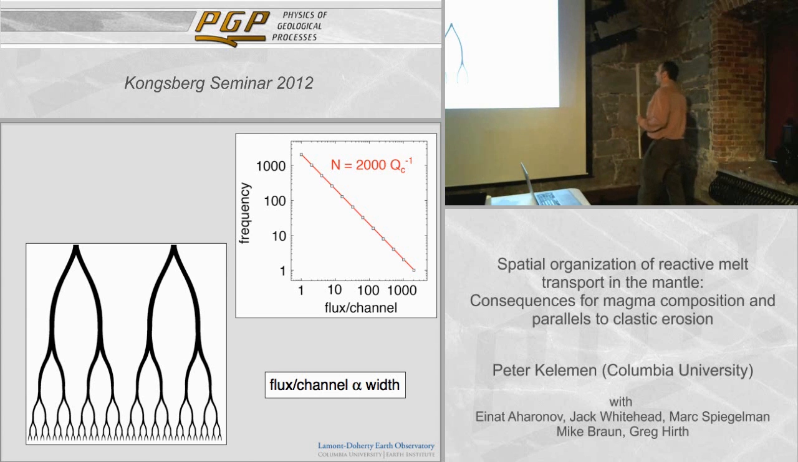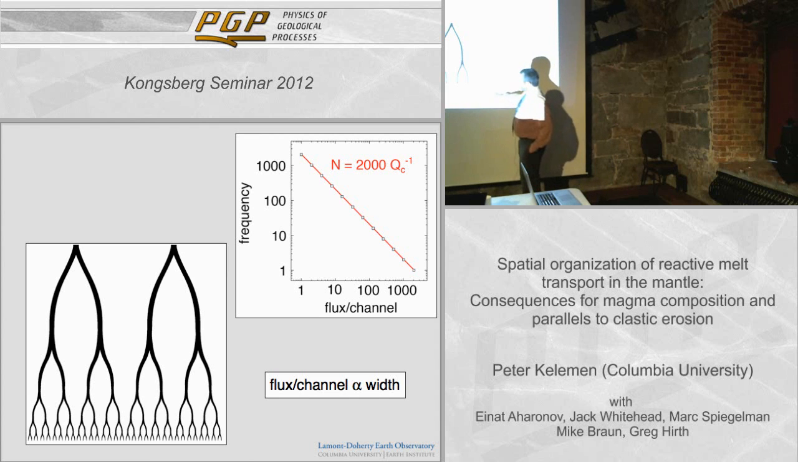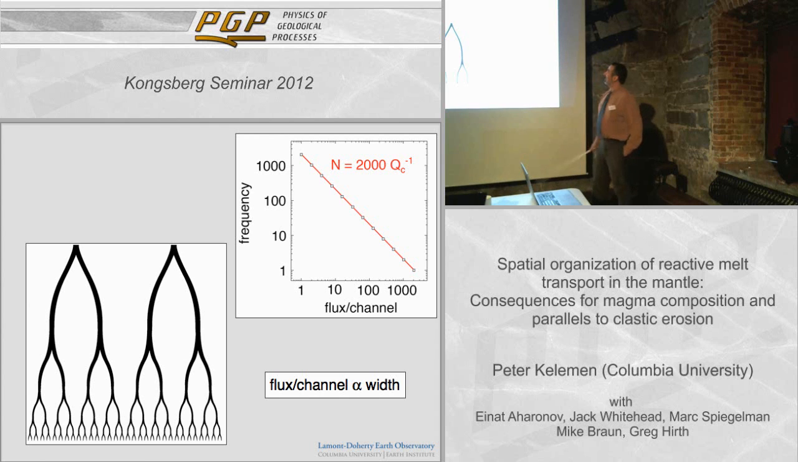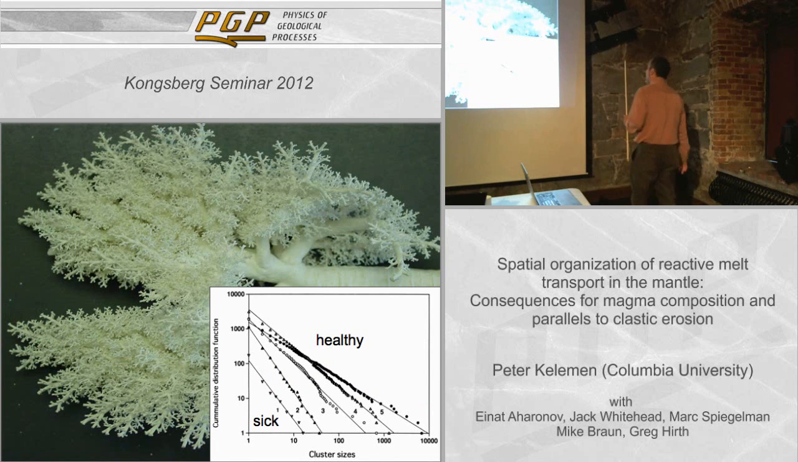And of course, this gives rise to a trivial power law. Because the flux doubles every generation here and the number of channels goes down by 2, the flux per channel is inversely related to the frequency of channels of that size. And if we imagine that the flux per channel might be proportional to the width in some way, then we would see a power law in size frequency. Of course, the mantle is surely not a deterministic fractal like that.